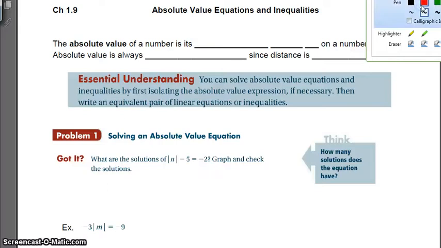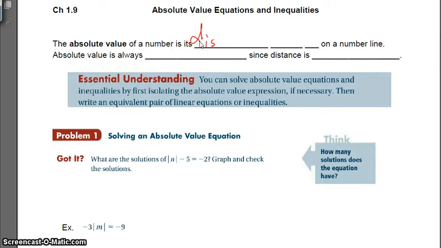Alright guys, so we're going to start off in 1.9 discussing absolute value equations and inequalities. So first thing is a reminder on absolute value and what it is. The absolute value of a number is always its distance from zero on the number line. And absolute value, since it's distance, it always has to be positive, since distance is always a length.